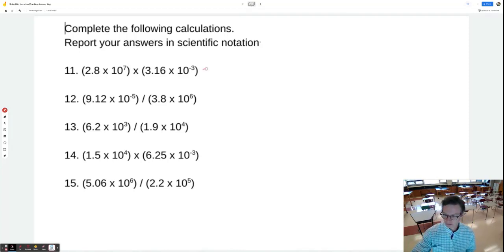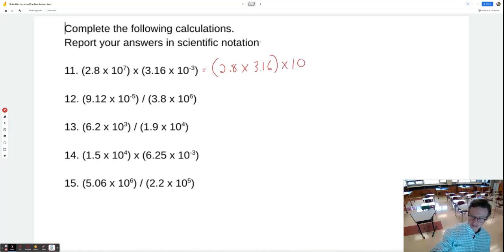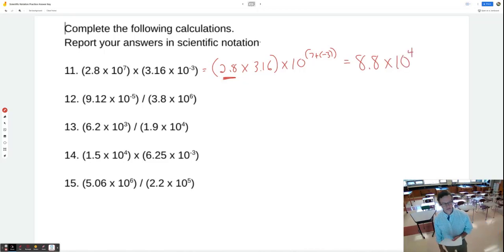We've got, if we go through this, 2.8 times 3.16, and then that's going to be times 10, and it's 7 plus -3 for the exponent. So the coefficient becomes 8.8, and I'm rounding this because the coefficient in that first number only had 2 significant figures, so my answer can only have 2. And then it's times 10. 7 plus -3 is +4. So 8.8 times 10 to the 4th power.